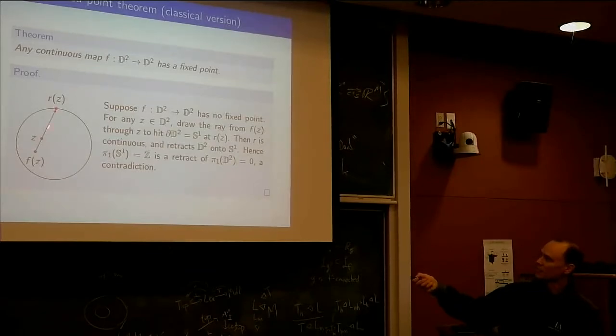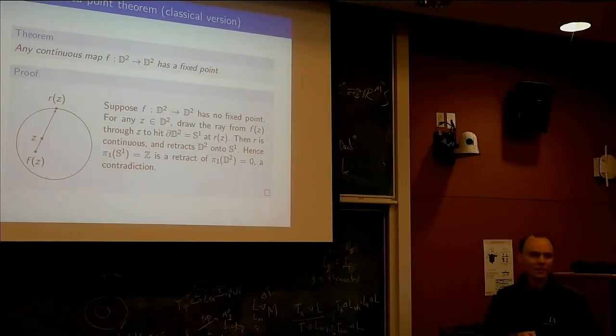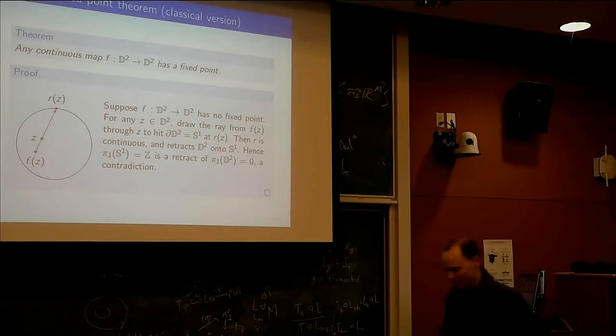And that function mapping z to this point r of z on the boundary is a retraction from the disk to the circle. Because if z were already on the boundary, then it would already be there. I would not have to go any further. So z would equal r of z. So that means that I have a continuous map R, which retracts the disk onto a circle, but that's impossible because the circle has a non-trivial fundamental group and the disk does not. And so I can't possibly have it.